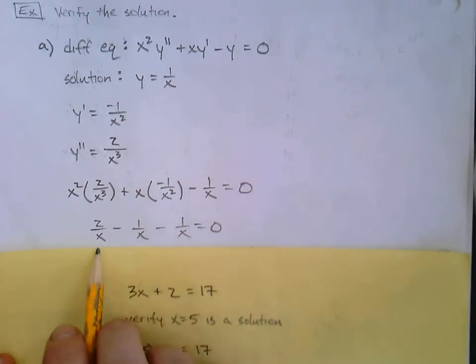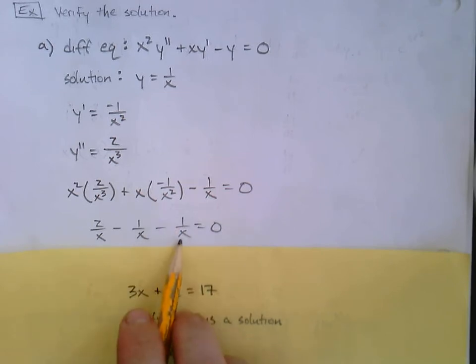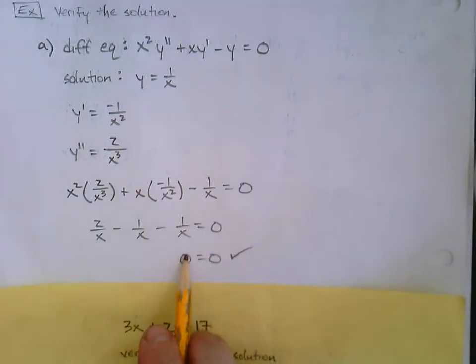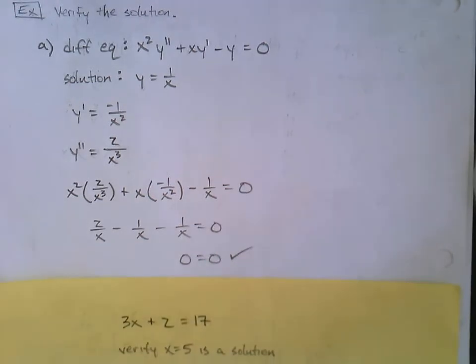Is that really true? Okay, yeah, I think we can say, yep, 2 over x minus 1 over x minus another 1 over x. That left side is 0 and that right side is 0. It's been verified. We just need to put maybe a check mark or something next to it. It has been shown.